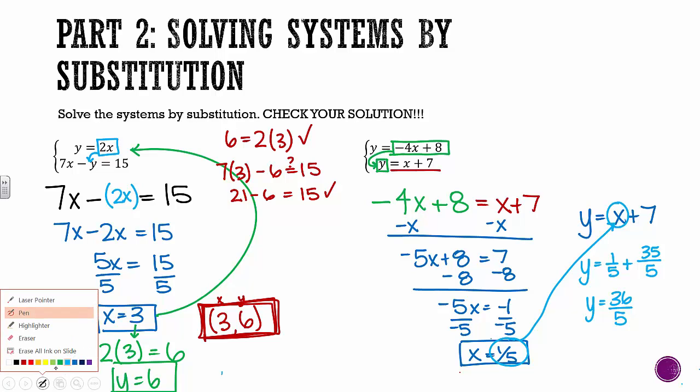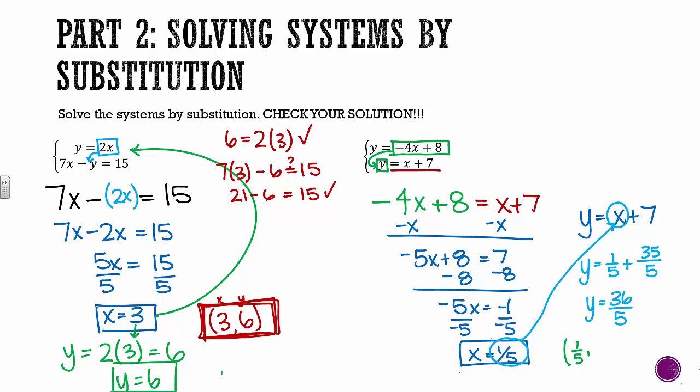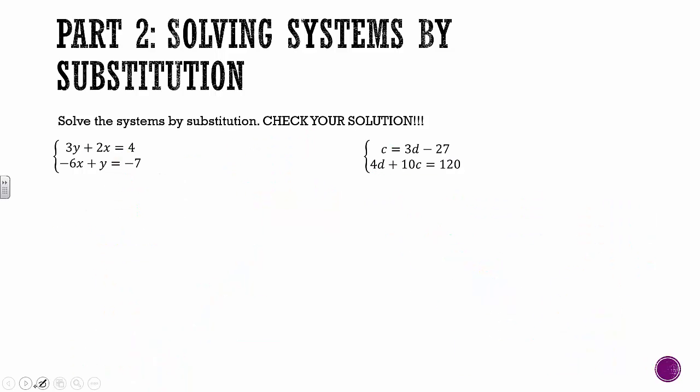So instead of writing it as two separate answers, remember we write it as an ordered pair. So x is 1/5, y is 36/5. And we can plug this in and double check it and make sure that we have the correct answer. So let's do some more. These ones are a little tougher.